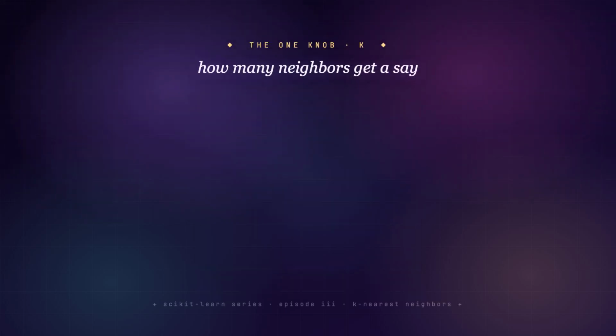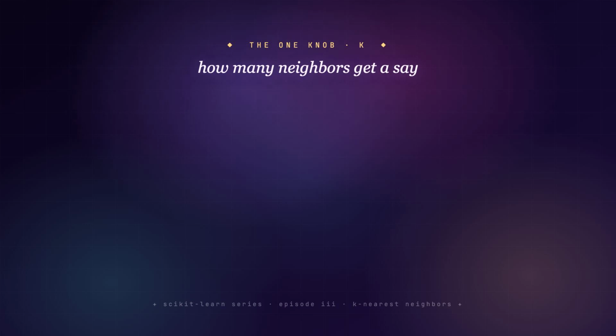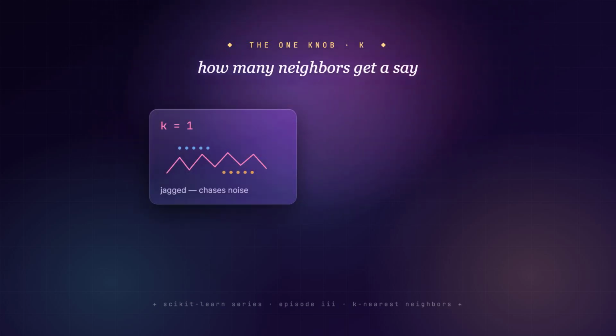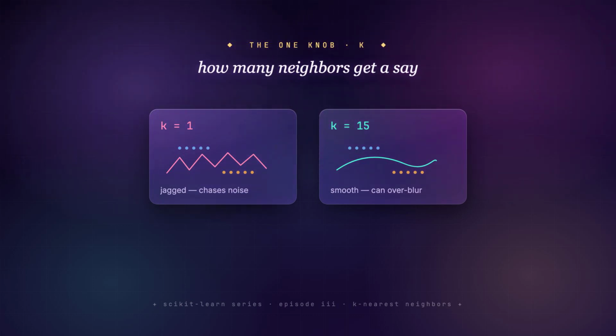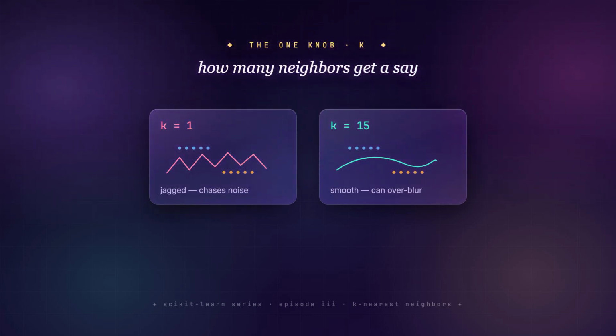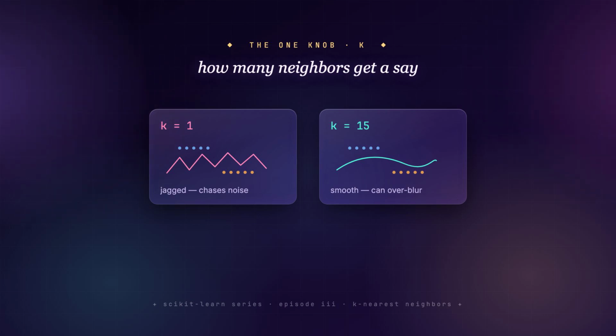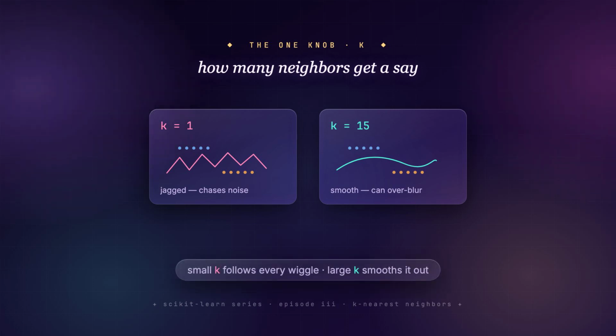The one real choice you make is k. How many neighbors get a say? Make k too small, like just one, and the boundary turns jagged, chasing every little bit of noise. Make k too large and it over-smooths, blurring the real shape of the classes. The sweet spot is usually somewhere in the middle, and we often find it just by trying a few values.